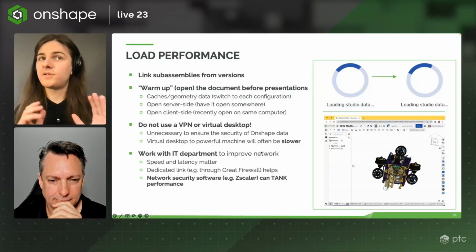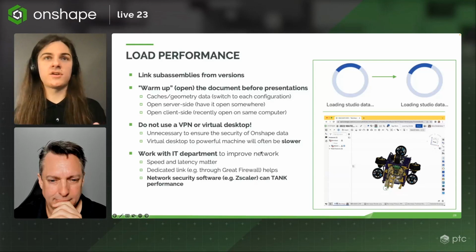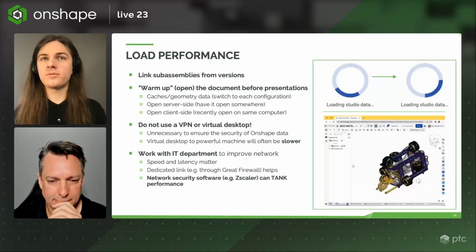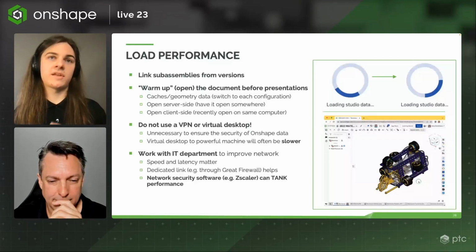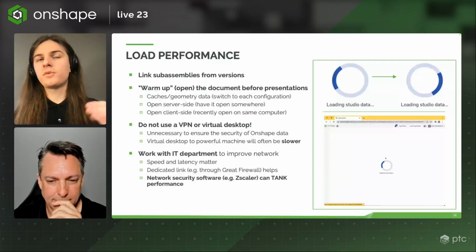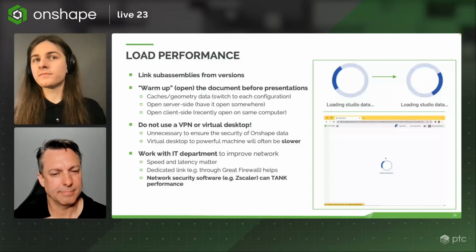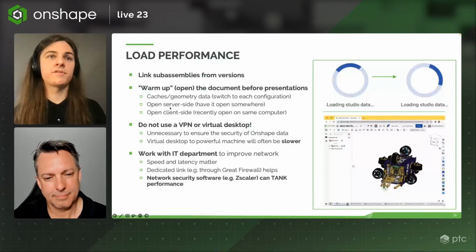Additionally, don't use a VPN or virtual desktop specifically for Onshape. It's not necessary for the security of Onshape data. It's just as secure on a VPN or virtual desktop as it is on your local machine, but it'll probably be slower. If you do use a VPN or virtual desktop, then work with your IT department to make sure that that's all set. For example, one other thing that you can do with networking stuff is if you're in China, you can get better performance by getting a dedicated link through the Great Firewall. That can help a lot with performance over there. And finally, network security software like Zscaler, work with your IT department to make sure that it's not interfering with Onshape.